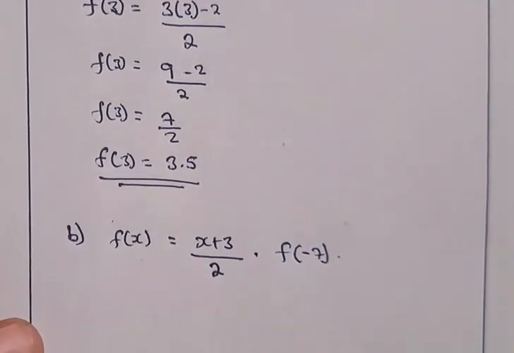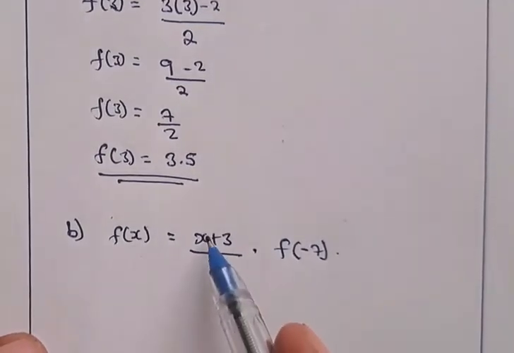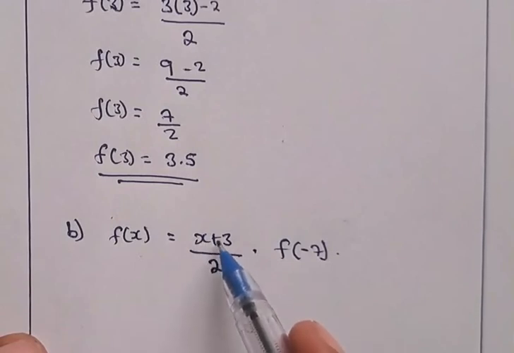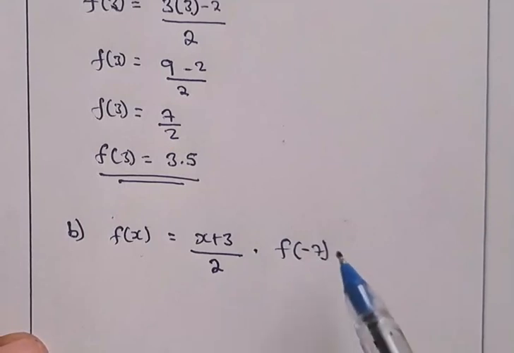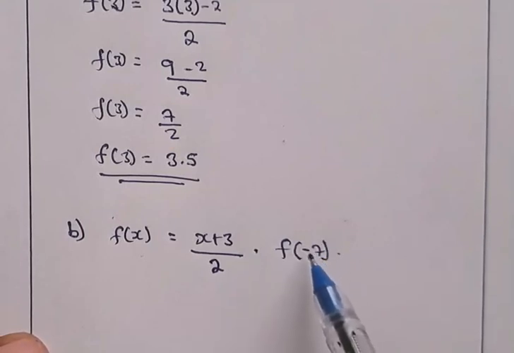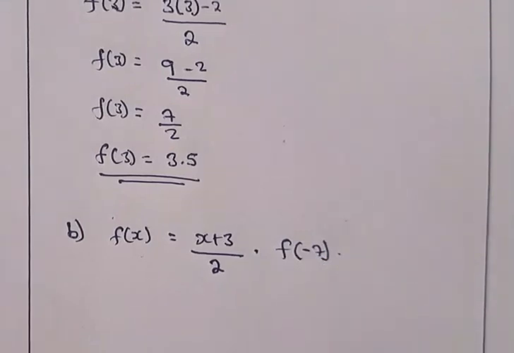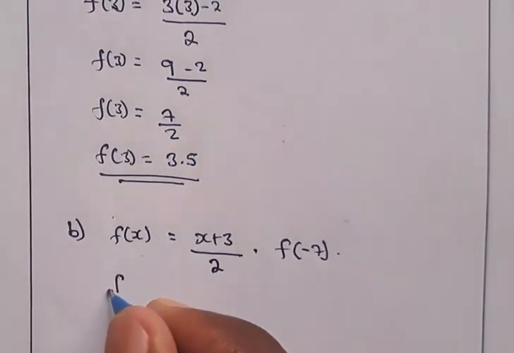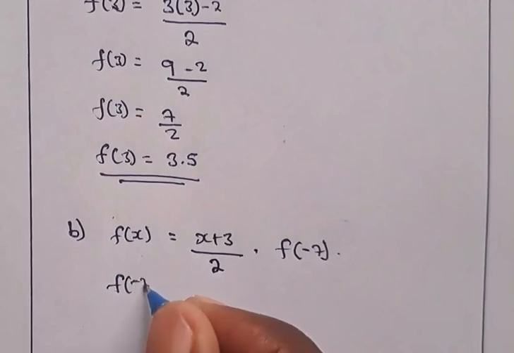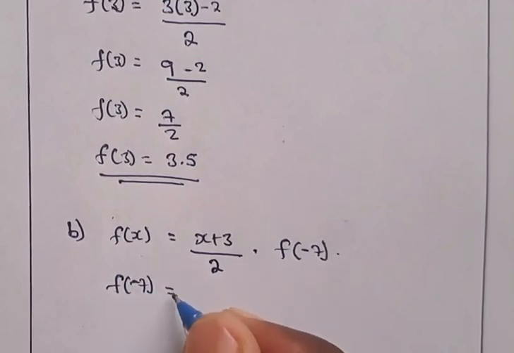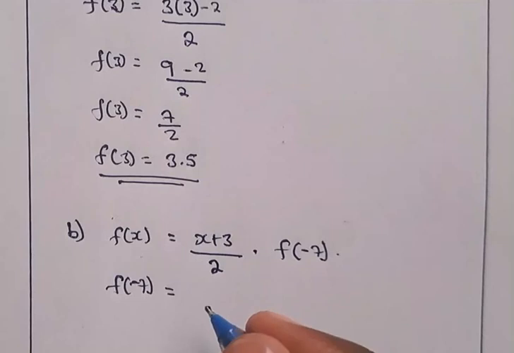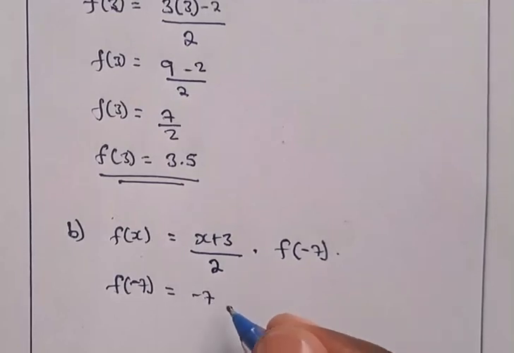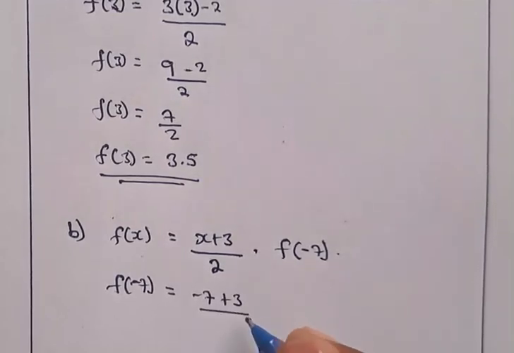Yep. So again, we cannot do anything here because these are not like terms. This is x, this is 3, so we cannot do anything here. But when we replace it with negative 7, it means there's something that can be done there. What do I mean? Just try and say f of negative 7 now will be equal to, so we're going to replace this x with negative 7, plus 3, over 2.